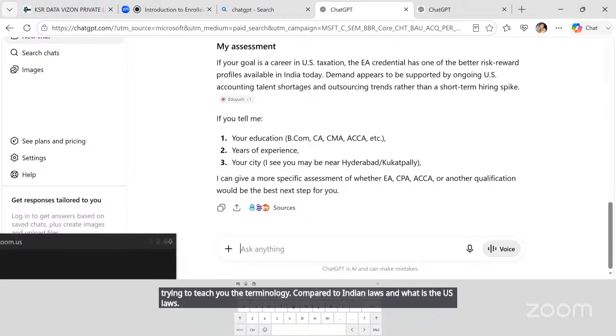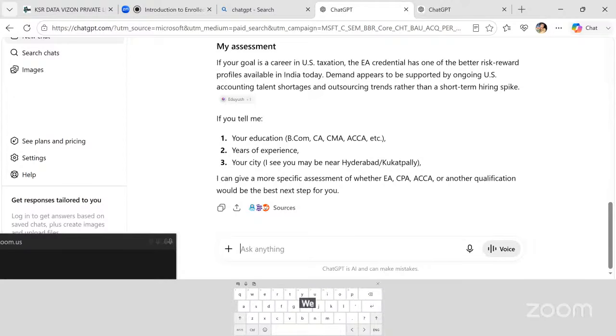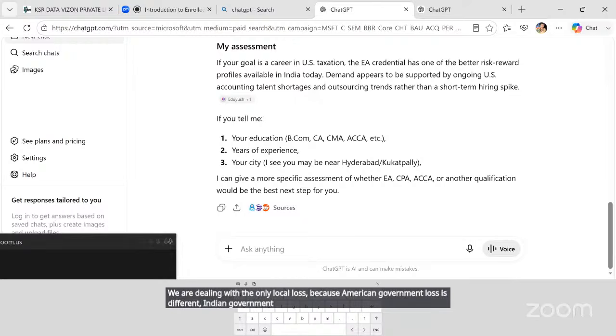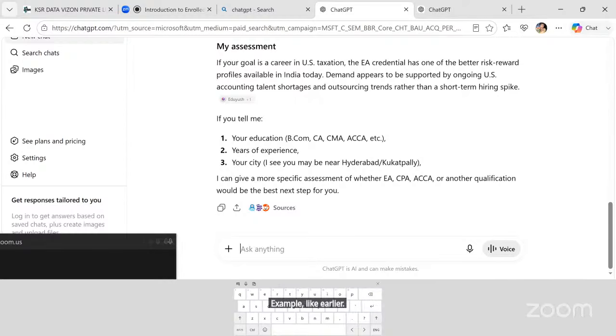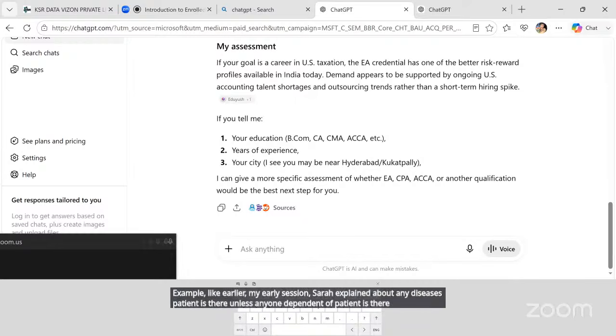Here you are not going to deal with any mathematics or commerce or economics, sir. We are dealing with only local laws, because American government laws are different, Indian government laws are different in terms of taxation, right? We are just going to understand their laws. For example, like in the earlier session, sir explained that if there is any diseased patient or any dependent patient in the house, they will get around $12,000, particularly for a son or daughter.